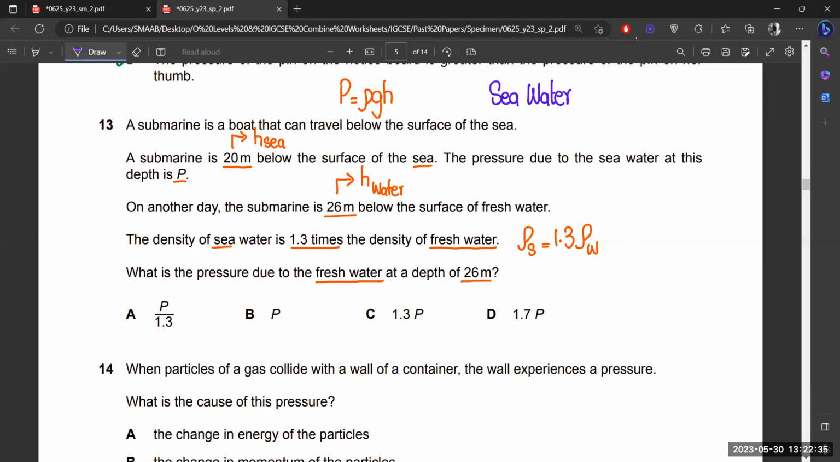So for sea water, we know that pressure is mentioned as P. So density is 1.3 times basically. So we just write in the replacement of density, that it is 1.3 times greater the density, and we know that this factor remains constant. So acceleration due to gravity will remain same for both liquids. So we just ignore this factor. We just concentrate on height and density. And the height at sea level is mentioned at 20 meters.